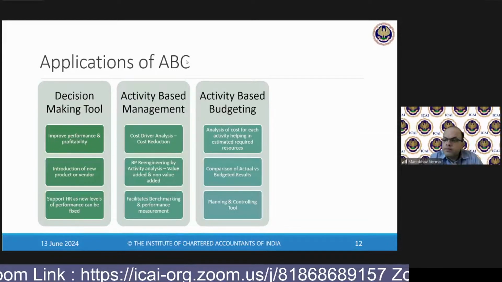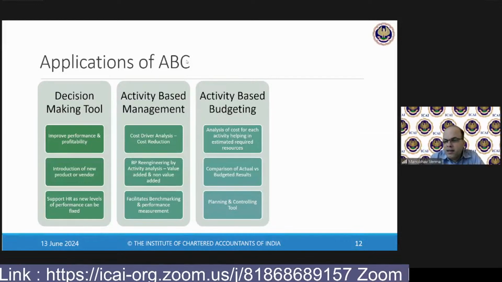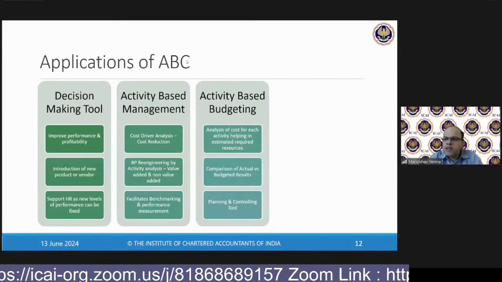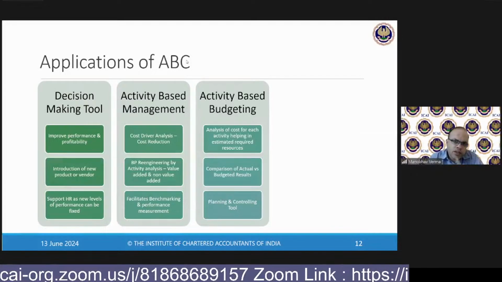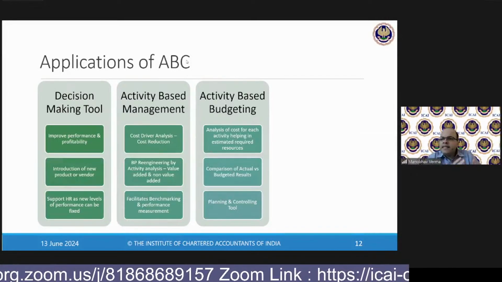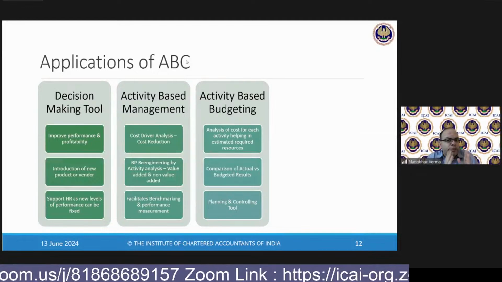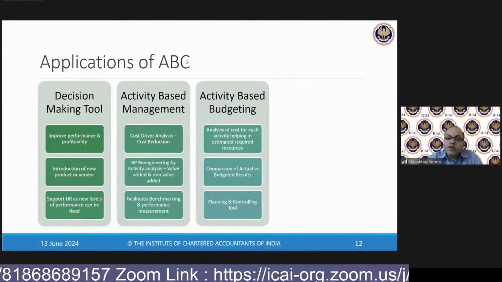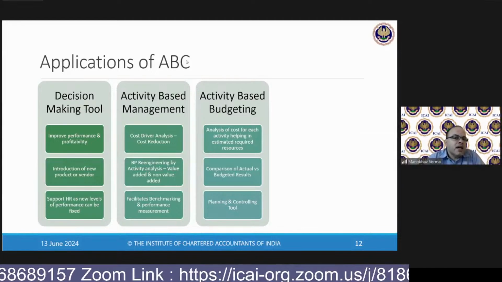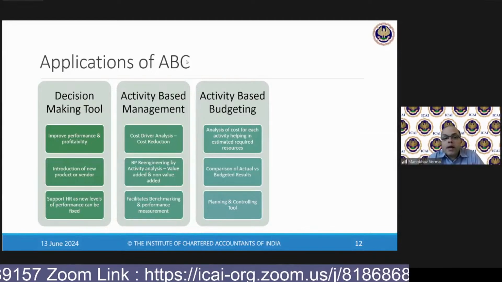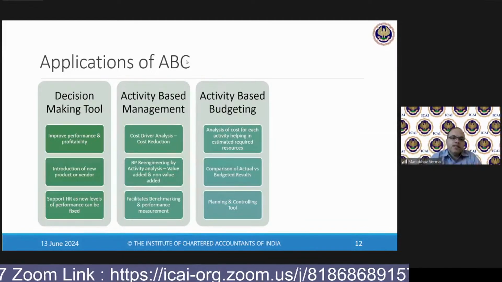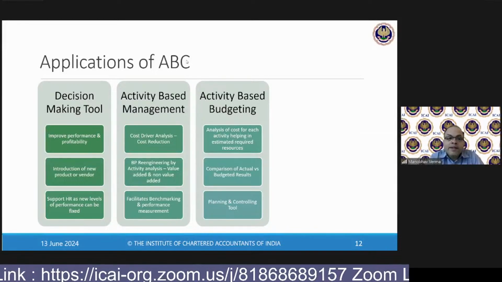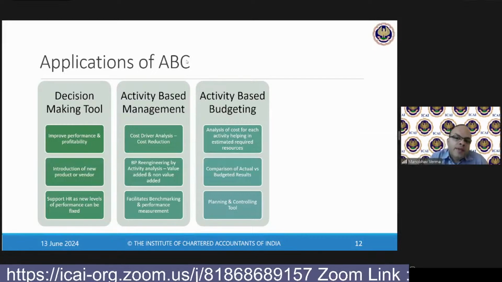Not only this, guys, it also helps in pricing ultimately, right? So when I say decision making, of course a lot of decisions are involved here. So very rightly said, activity-based costing can be a very interesting, important, significant decision-making tool. Then there is a concept called activity-based management. Big term, right? Heavy term here. So it can be used as activity-based management. Now, what is activity-based management?